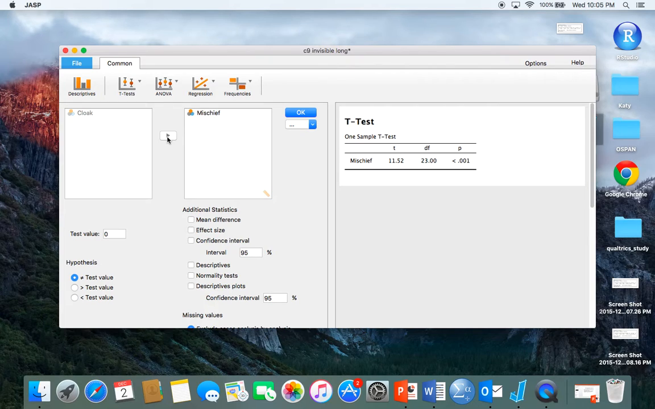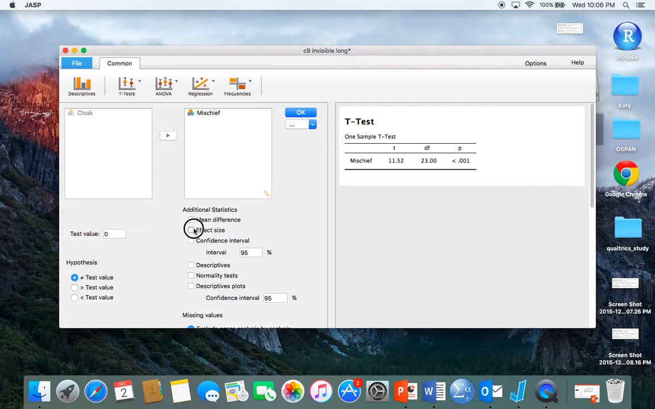So it has given me my t, my degrees of freedom, and my p-value. You're not going to want to click mean difference in this situation because you're not really comparing it to another group specifically. You're comparing it to the population.